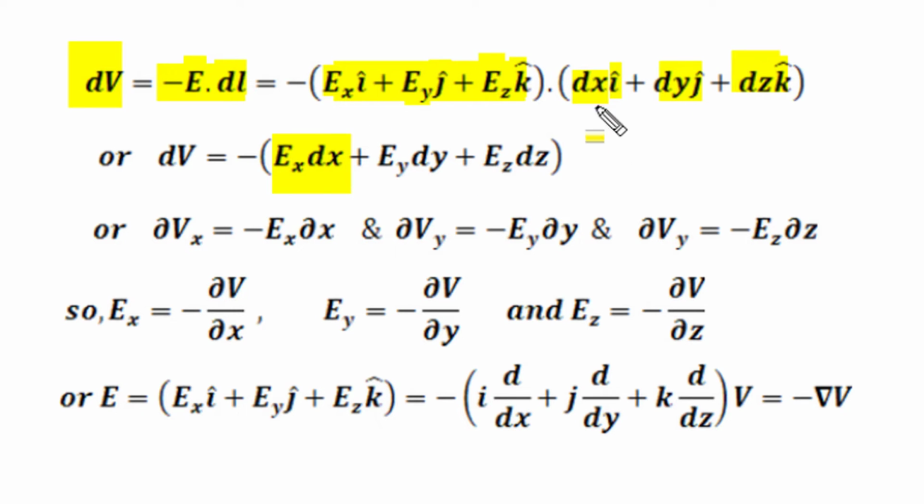Similarly Ey with dx displacement got 90 degree angle, and Ey electric field with dz displacement also got 90 degree angle. So these two dot products are 0, and the only work component is Ey dy.